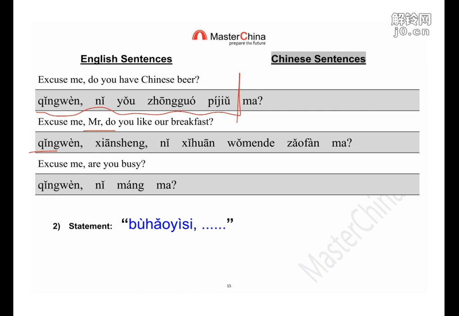So 请问先生 Mr. 你喜欢我们的早饭吗？你喜欢我们的晚饭吗？你喜欢我们的午饭吗？你喜欢我们的咖啡吗？ Do you like our coffee? See? So 请问你忙吗？ Are you busy? So 你很忙吗？ This is still this question. How to make the question? Just put in 请问 at the beginning.